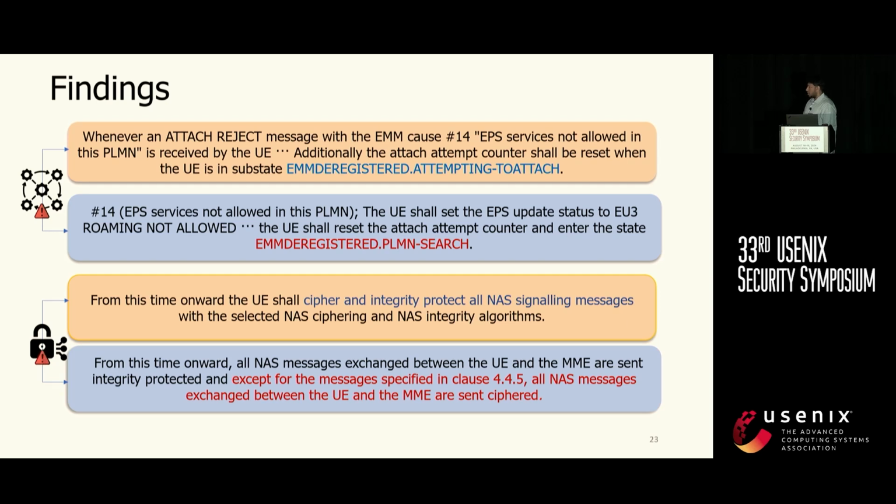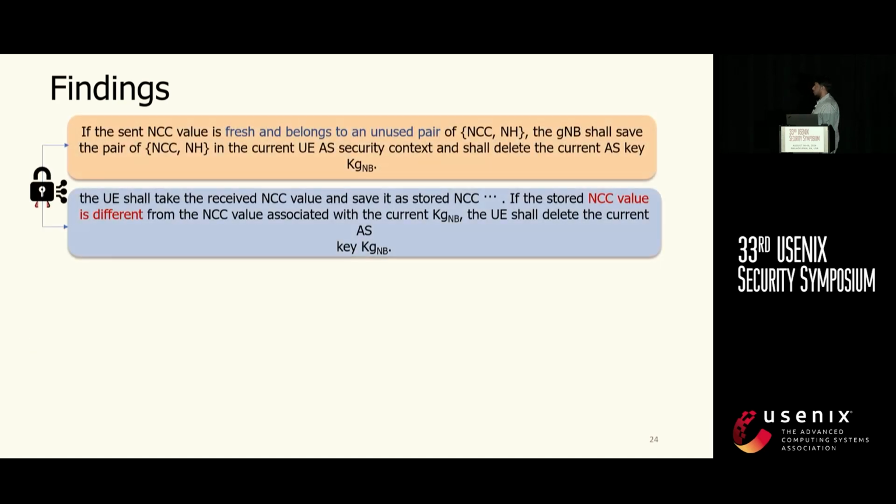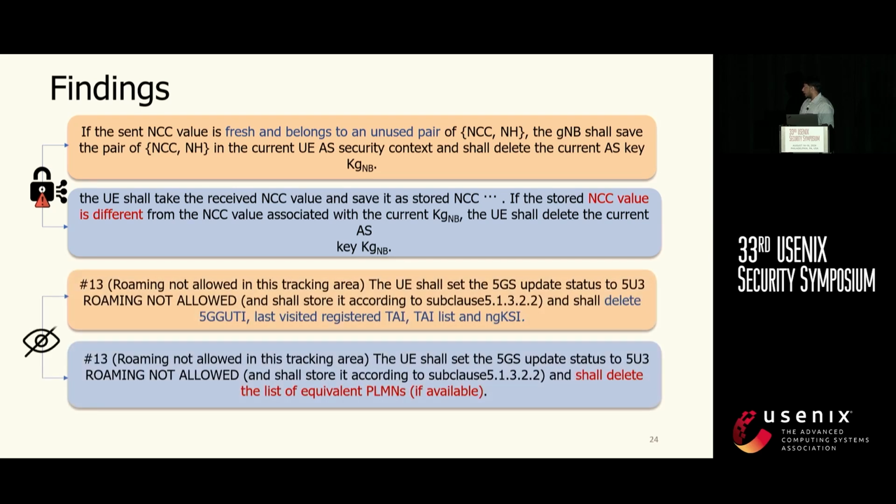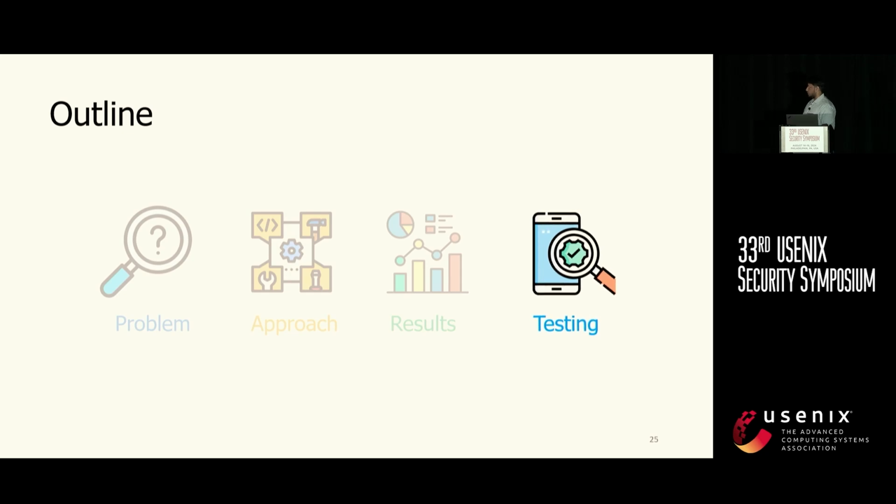We also found different scenarios where the integrity and ciphering descriptions are more detailed in one than the other. In another case, for NCC, which is the next hop chaining counter, one says it should be fresh and new, and another says it can be different, and that should be enough. There are many other scenarios where different identifiers like GUTI deletion is suggested, but the other one doesn't suggest anything like that. So if we have findings like this, how can we look into the attack scenarios or real-world implementations? Let's take a look at that.